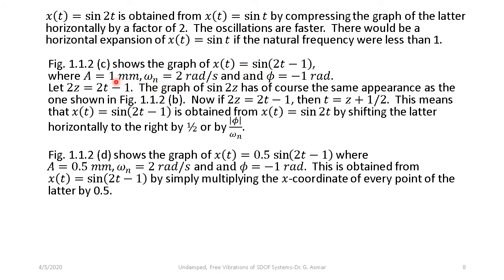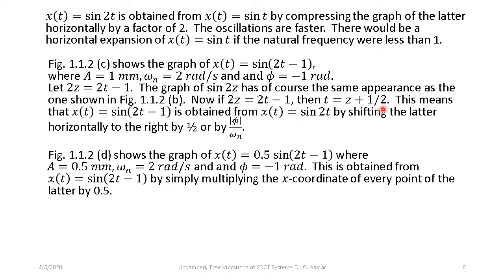We have the same amplitude, the same frequency of 2 radians per second, but now phi is minus 1 radian. Now, if we let 2z be 2t minus 1, then the graph of sine 2z has the same appearance as the graph of sine 2t, or sine 2u or sine 2y. The variable is just a dummy variable. So if 2z is 2t minus 1, then t is z plus 1/2.